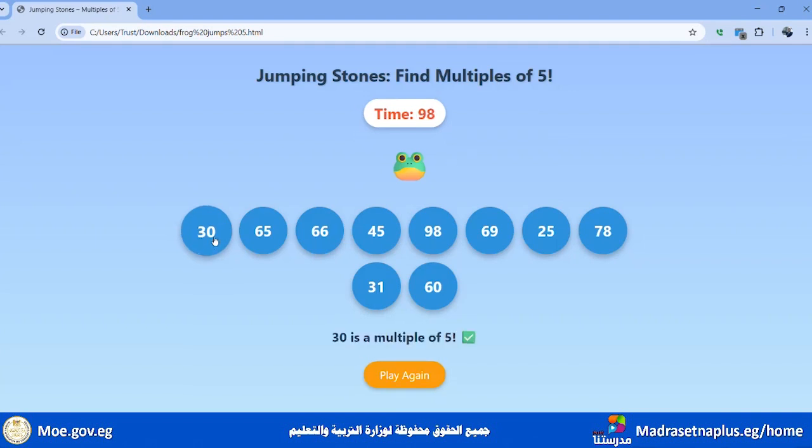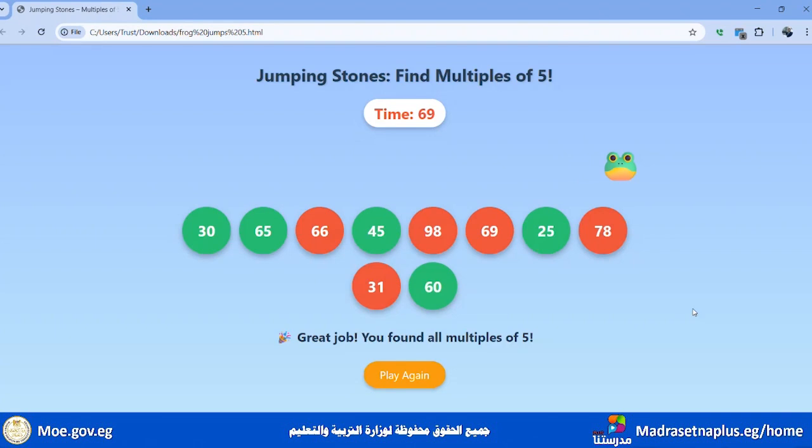Is 830 a multiple? Yes. 65? Yes. What about 66? Is this a multiple of 5? Let's guess. No, it isn't a multiple. Yes, it's a multiple. No. No. Yes. No. No. Yes. Can you guess the rule?